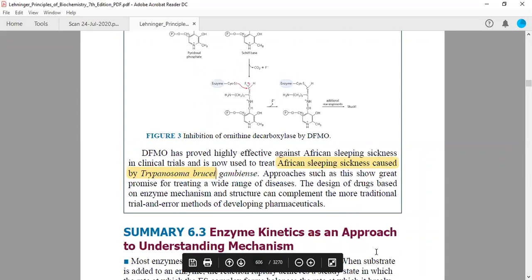This can be your match the column type of question. Now we will move to page number 606. Now we will move to 625. So, 625.